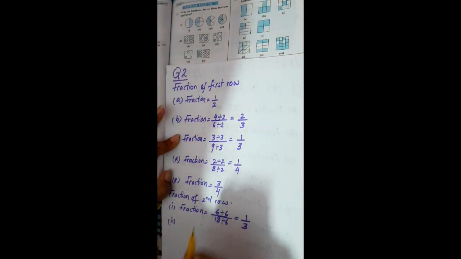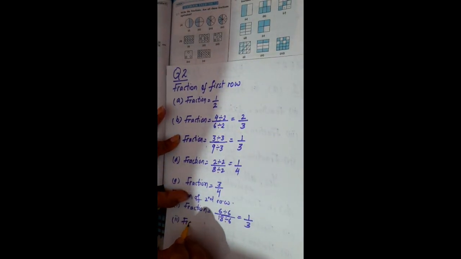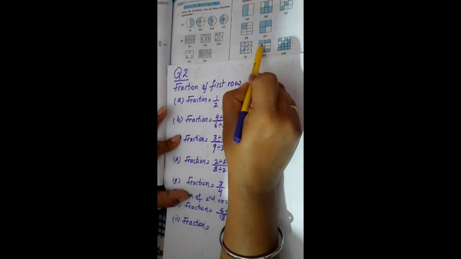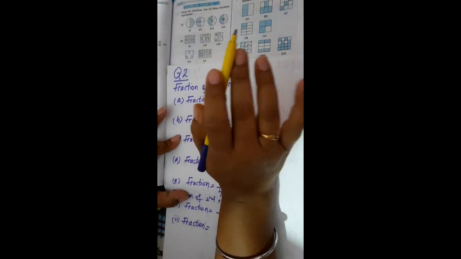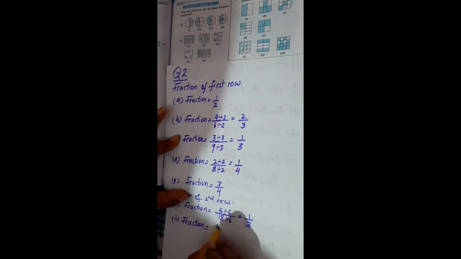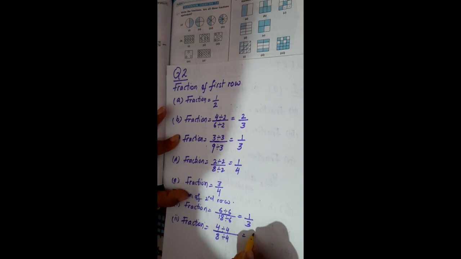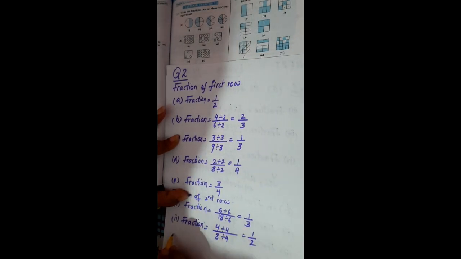Now second, you have to find the fraction of this second part. Fraction is equals to 1, 2, 3, 4, 5, 6, 7, 8. Total 8 equal parts, and out of 8, 4 parts are shaded. So 4 upon 8, and both are divisible by 4. So you will get 1 upon 2.